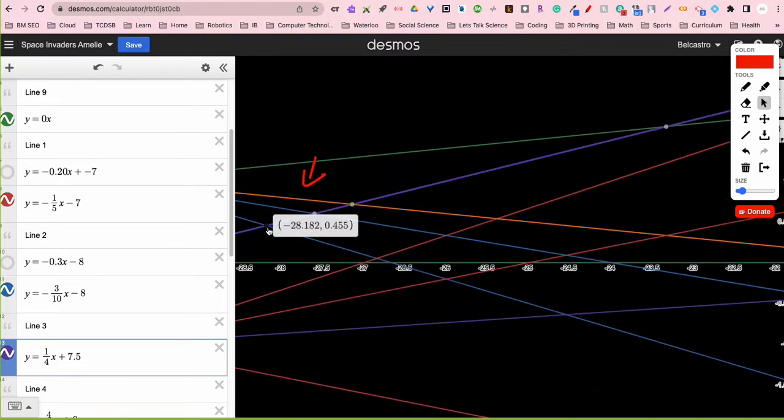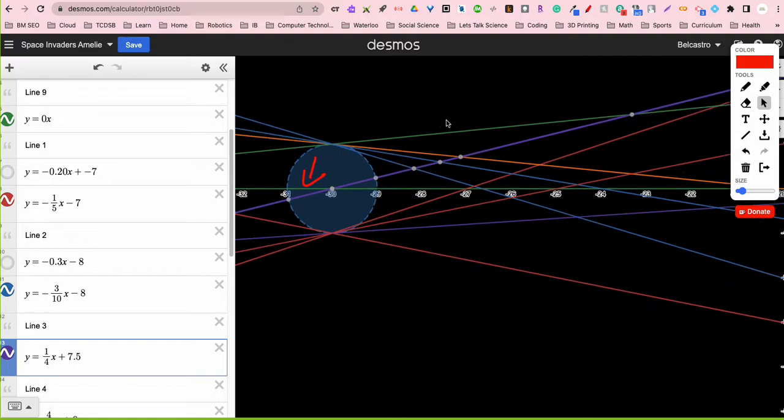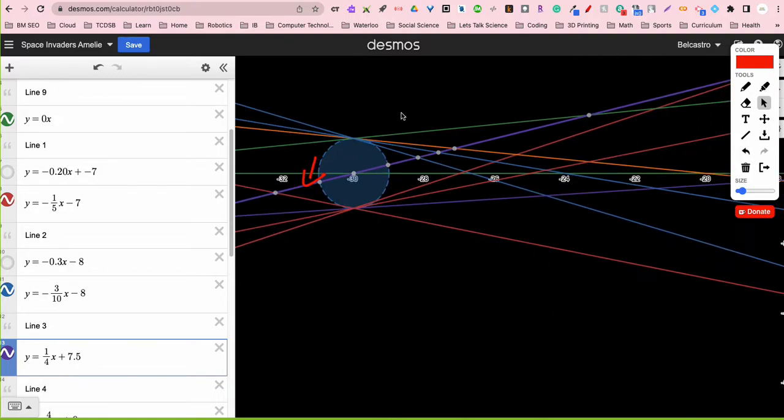It's at negative 28.182 and 0.455. Because these aren't very nice numbers, we can still apply our formulas, but it can be difficult to work with. What we're going to do is figure out how to find those algebraically. Graphically, we can see the two lines intersect with each other, but we need to get the equations of the two lines. As I click this line, you'll see this one lights up. That's the purple line, and the blue line is this line here.